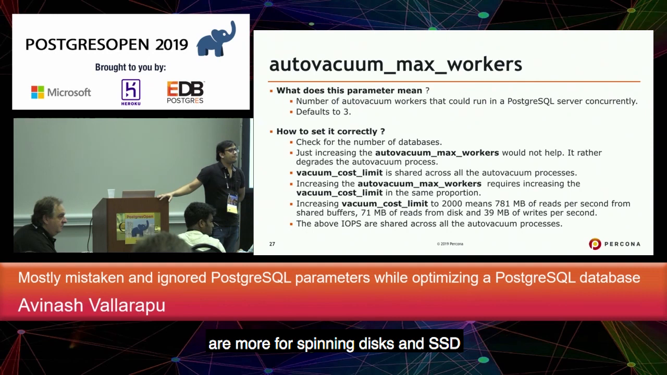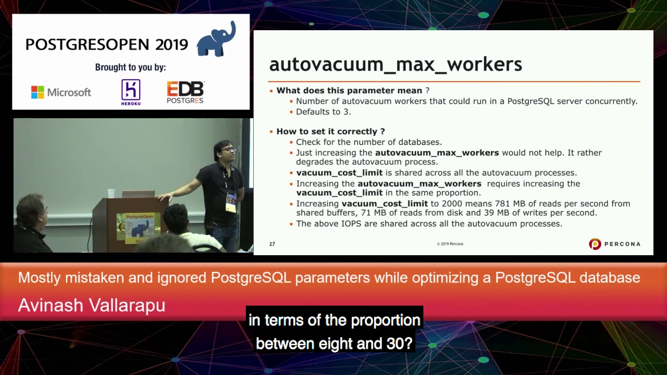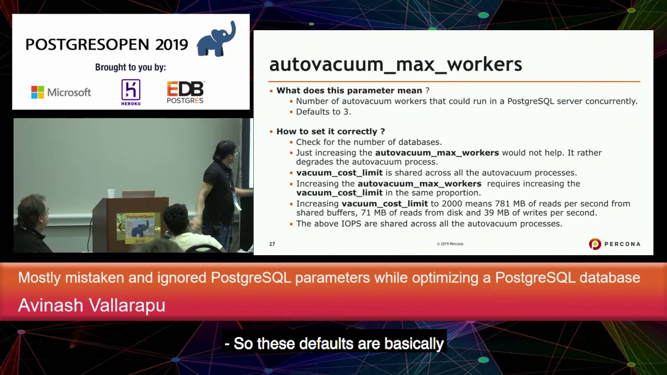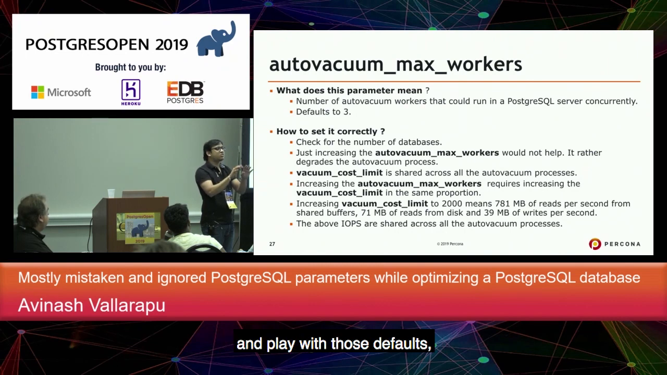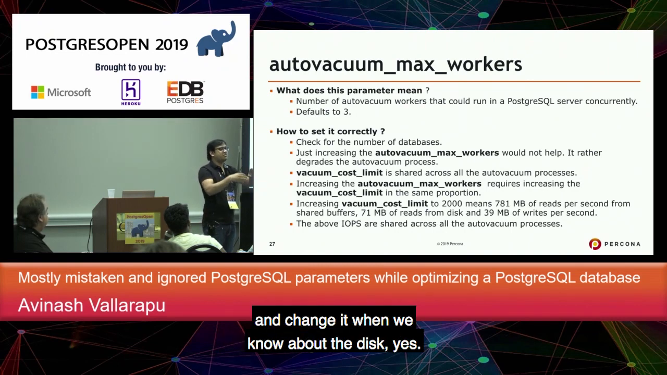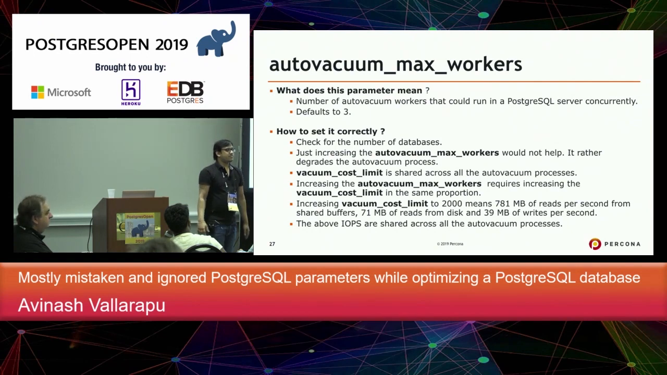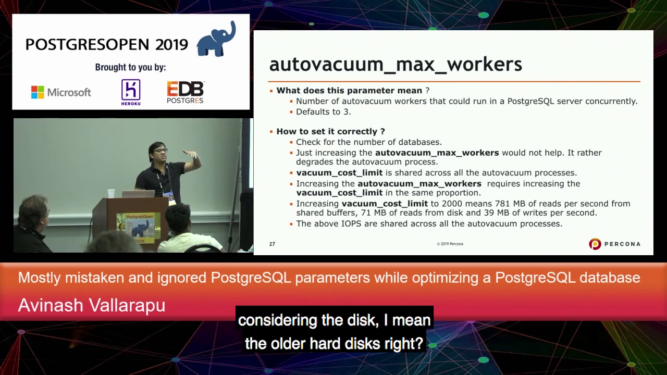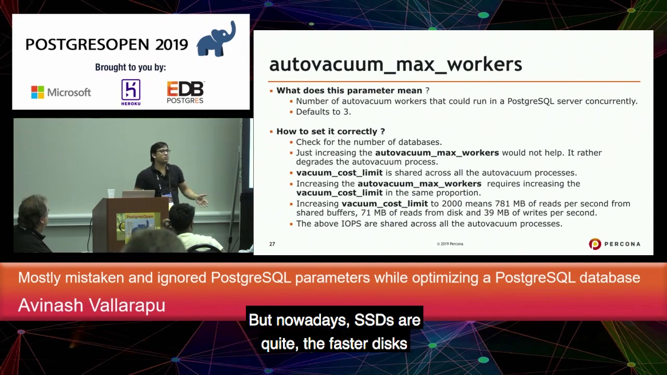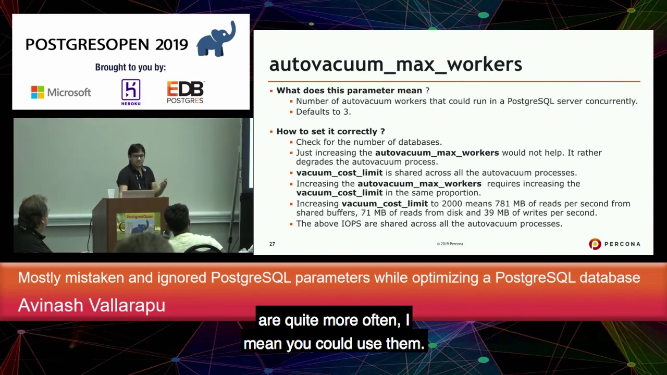These defaults are more for spinning disks than SSD in terms of the proportion between hit, miss and dirty? So these defaults are basically the numbers that we are telling Postgres, this is the cost. So that's why we could go ahead and play with those defaults and change them when we know about the disk. Yes. These defaults were set pretty long back, considering the older hard disks, right? These defaults work for them. But nowadays, SSDs, the faster disks, are quite common. You could use them.